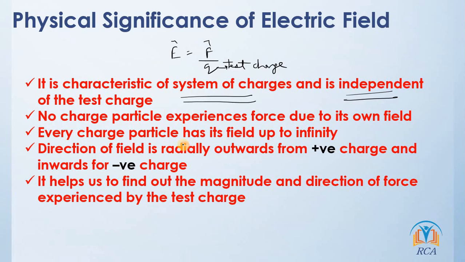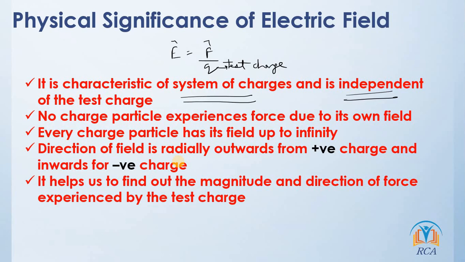Similarly, every charged particle has its field up to infinity. So there is a field around a given charge, but that field can be considered as an infinite field. Every charge will have a field up to infinity, and if another charge is not experiencing a force, that means it is outside that particular field.